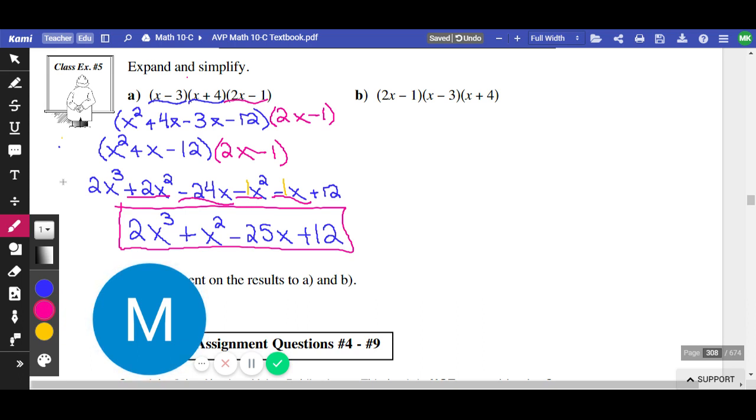The next question is the same as the first question, but in a different order. If you look, x minus 3, 2x minus 1, x plus 4. It's the exact same binomials, just in a different order. When you multiply them together, did anybody notice something about their answer compared to the first answer? So when you multiplied b, and you got an answer, and you compared it to your first answer, did you notice anything?